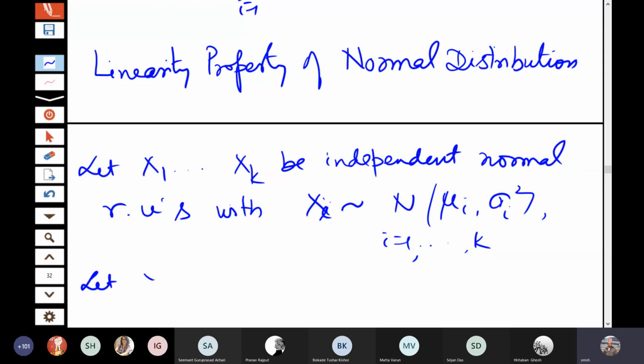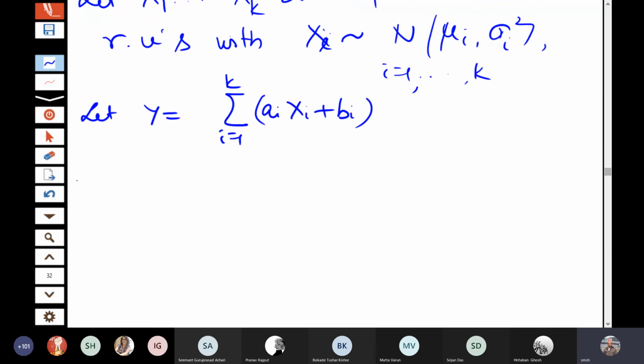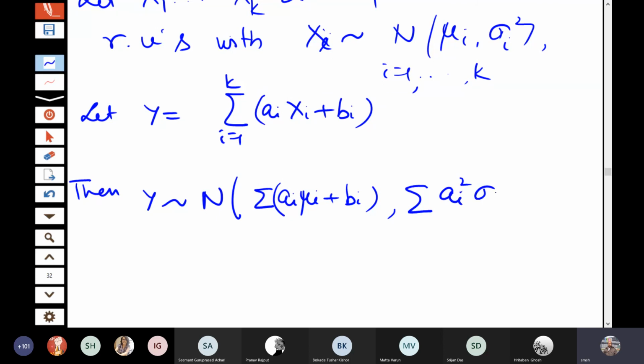Let us take, say, y is equal to sigma ai xi plus bi, i is equal to 1 to k. Then y will follow normal with mean sigma ai mu i plus bi, and variance will become sigma ai square sigma i square. So this is the linearity property of the normal distribution.